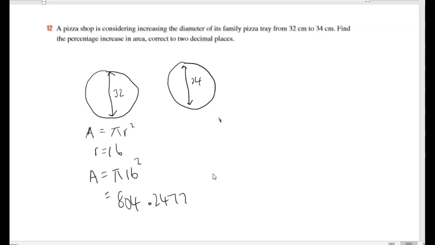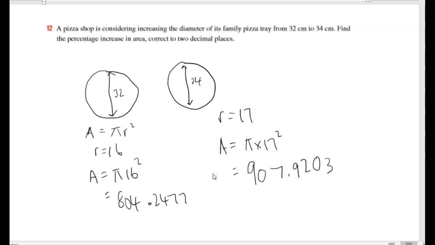All right, and the radius for this pizza is 17. So your area is going to be, and I've written the area formula here, so I'm not going to write it again, pi times 17 squared. All right, just do that on my calculator. Pi times 17 squared. And we got 907.92. Oh, and it's 0.03 probably.